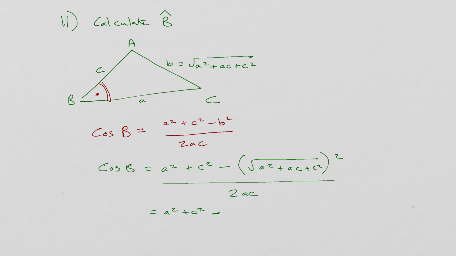Now you have to be a bit careful with the minus sign. a squared minus ac minus c squared. The square root and the square are cancelling, and that minus belongs to everything. So I've got that over 2ac. So that one is going to cancel with that one, and I've got minus ac over 2ac. Then that one's going to cancel with that one, and what you have is cosine B is equal to negative a half.